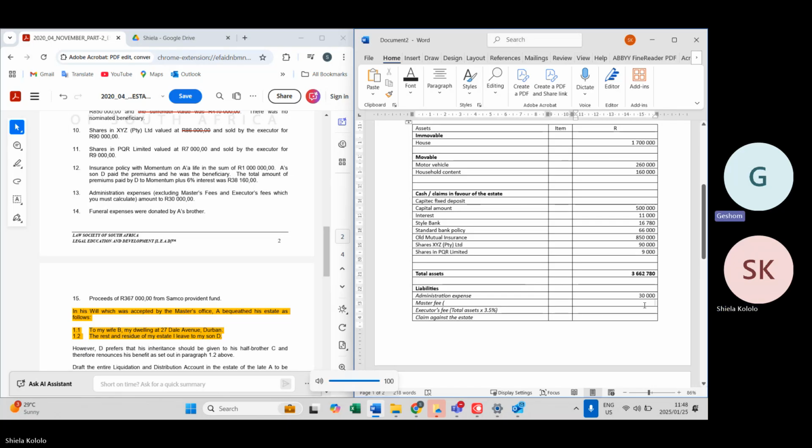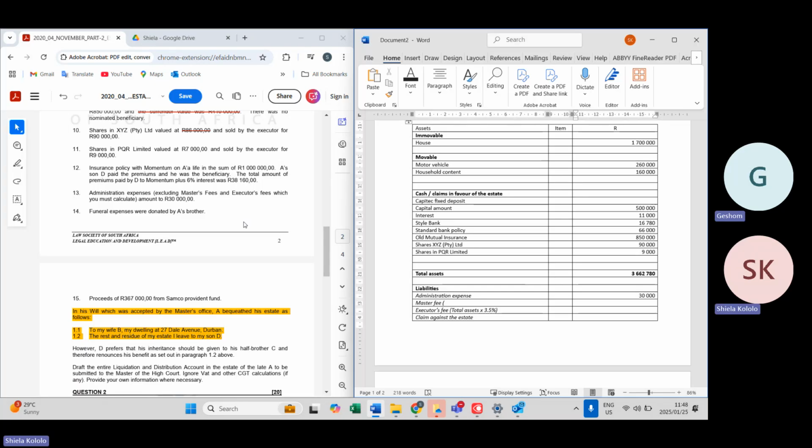Sorry, you took 30,000 and said it's what? The 30,000 is the administration expenses. Look at number 13. Just read number 13. Oh, I see. Administrative expenses. Yes, the process of administration. Okay, it's fine. I hear you. So the answer for that one is 128,000 and 197 rand, point 37. All right. And then the master's fee, it's still total assets.